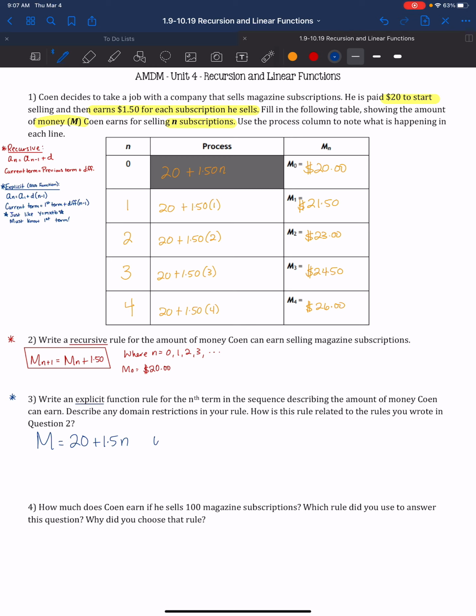Now we know, again, n has to be greater than or equal to 0, right? He can't sell less than 0 subscriptions. So I'm going to write that out. I'm just going to say domain, which is represented by n, must be positive. And the reason is because you can't sell less than 0 subscriptions, right?